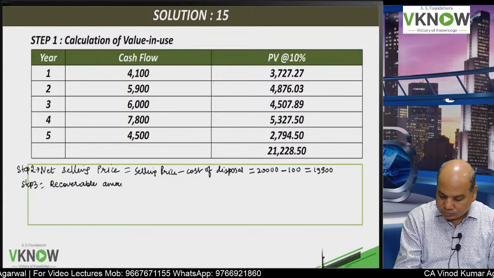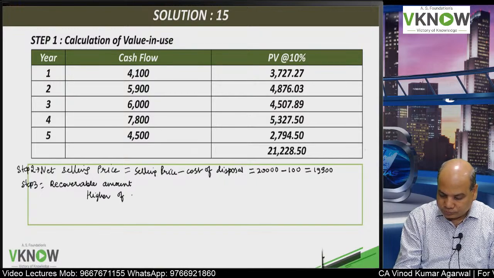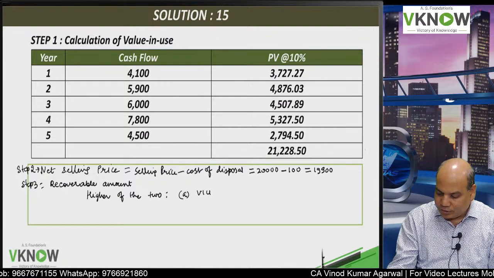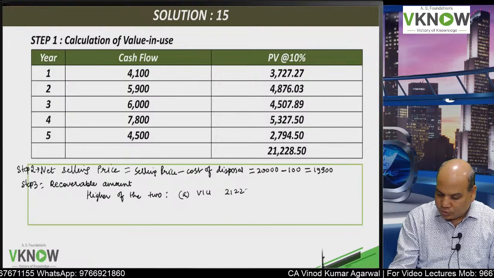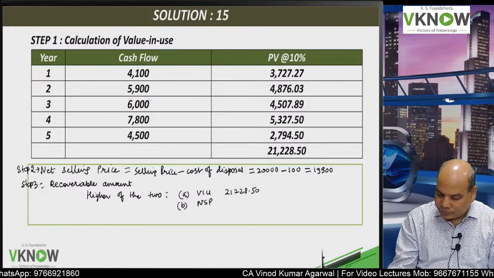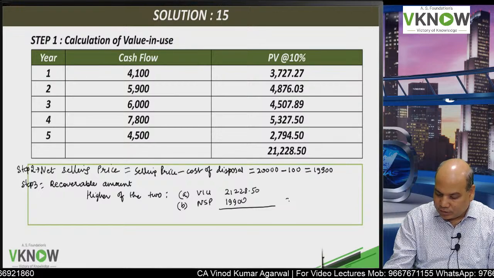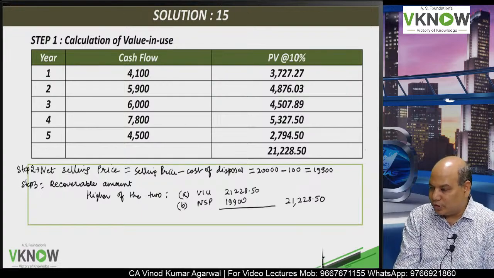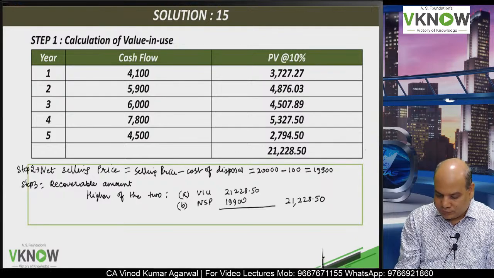Then step 3, write down recoverable amount. Under that write down higher of the two. Under that write A, value in use 21228.50, and net selling price 19,900. Therefore recoverable amount is 21228.50, being the higher of the two.